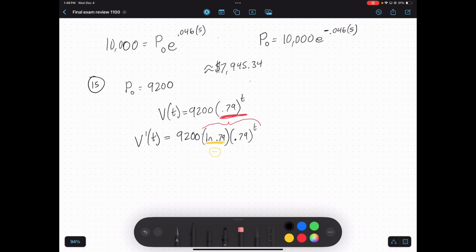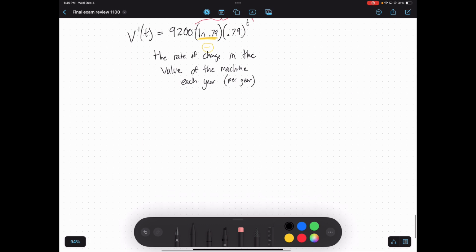Okay. So V prime represents the rate of change in the value of the machine. How is the value changing each year? Or you can also think about it as per year. Okay, awesome. Okay, moving on. Once again, feel free to stop me whenever, if you have any questions.